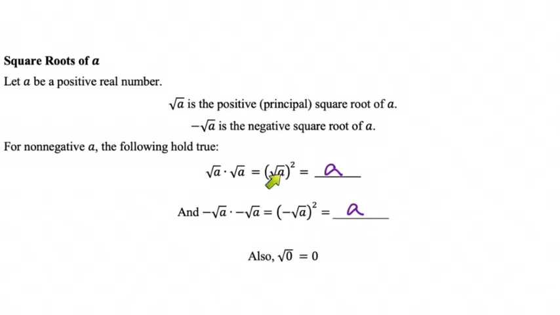So what you see here is that the square root and the square undo each other. We say that the square root is the inverse of the square, and so basically they cancel each other out is how you can think of it. So the square of the square root of a is just a. And also, if you have negative square root of a times itself, that would be written this way. And again, negative times negative is positive, and square root of a times itself is just a. So this also comes out just equal to a. And then also we have the square root of 0 is equal to 0.